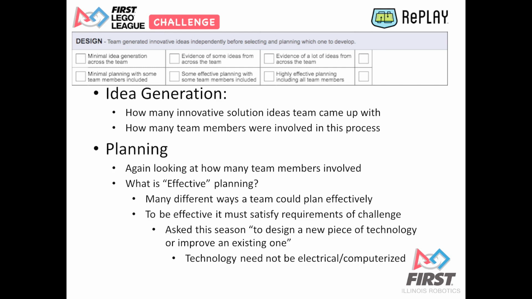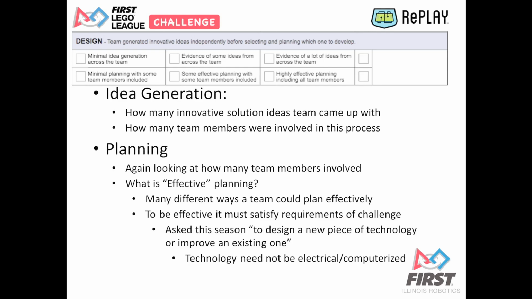In the past, teams had the option of choosing options that were not revolving around designing a piece of technology. So please make sure you're doing that, because teams will not be viewed as having done effective planning in the design section if their solution does not fit the requirements requested.